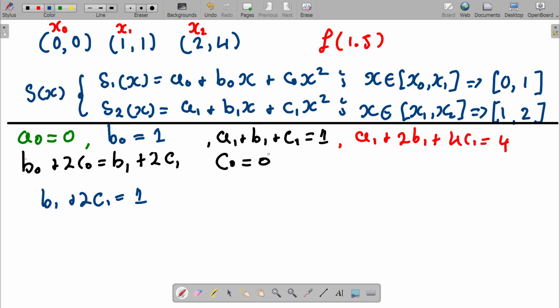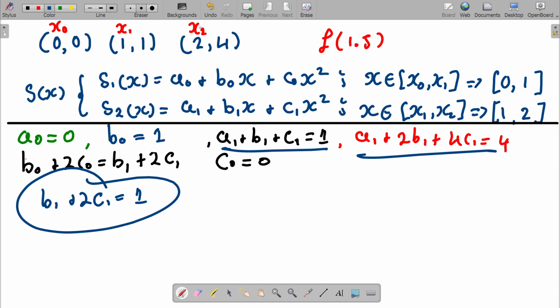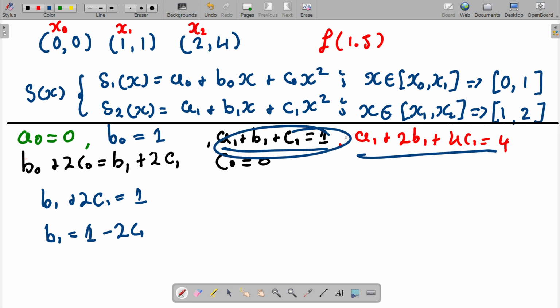So one thing I can do is that I'm remaining with these two equations now, as well as this third one. For simplicity, I can make B sub 1 the subject of the formula. So B sub 1 will be equal to 1 minus 2C sub 1. I'm going to substitute in this equation as well as this equation, so that I get rid of B sub 1, meaning I'm just going to remain with two unknowns, which are A sub 1 as well as C sub 1.